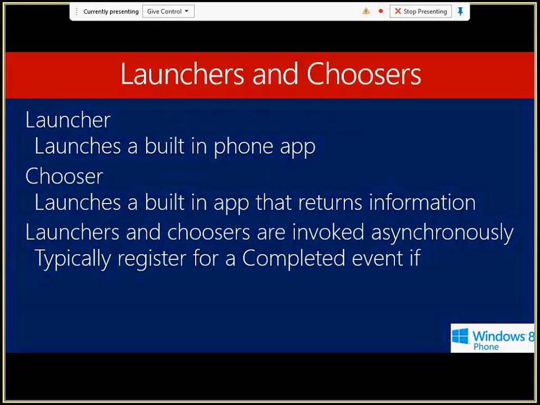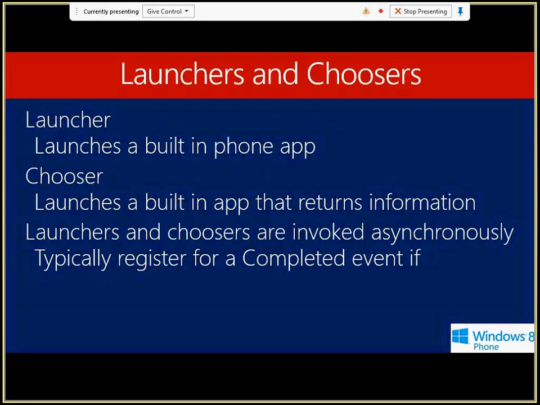For example, if the user wants to select a contact or an address, we want to know what that selection was because we want to use that as an input to some other thing. So choosers return something. We need to register for an event, a completed event, and then in the completed event we're going to get the result. While launchers don't give us back anything, they simply launch a task.